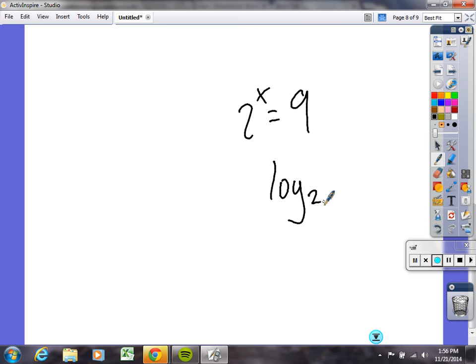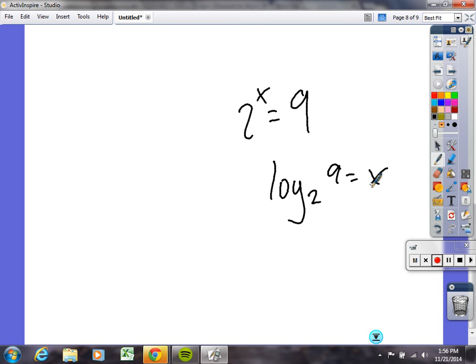What goes here? Is it log base 2 of x equals 9? No. Log base 2 of 9 equals x. Because remember, how do we flip-flop? And this is important again. 2 to the x equals 9.